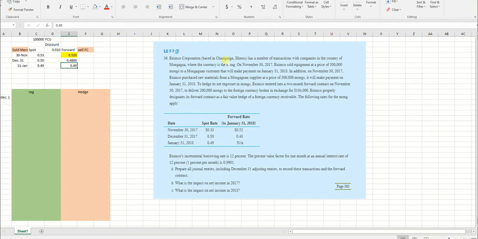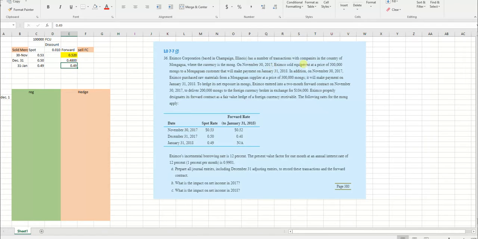Acct Corporation, based in Champaign, Illinois, has a number of transactions with companies in the country of Mongagua, where the currency is the Hmong. On November 30th, they sold equipment for a price of $500,000. So I sold equipment to a customer that will make payment on January 31st. In addition, on November 30th, which is the same date, we purchased raw materials from a supplier at the price of 300,000 Hmongs. It will make payments on January 31st. So again, the same day.